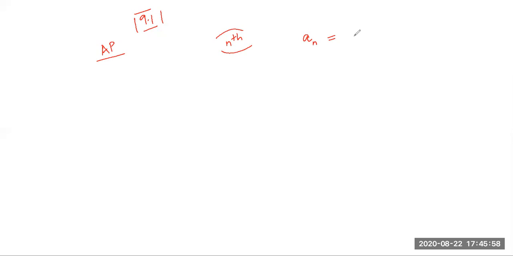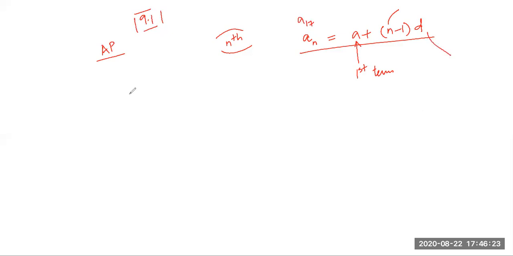a plus n minus 1 into d. That's beautiful. So a1 is basically your first term. n can be anything. If you want to find out the 17th term, n will be 17 and this will become a17. And d is your common difference. You know that. Fine.